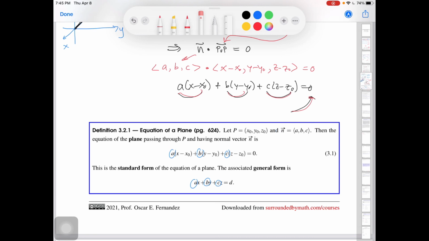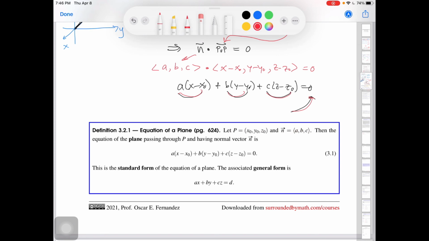So recap, we have remembered a little bit about planes and used our intuition to get us to the point where we realize that if I have a normal vector and I have a point on the plane, then the dot product enables us to write down this standard form of the equation of a plane. The general form effectively just multiplies and puts all these constants on the right-hand side. That's the D.